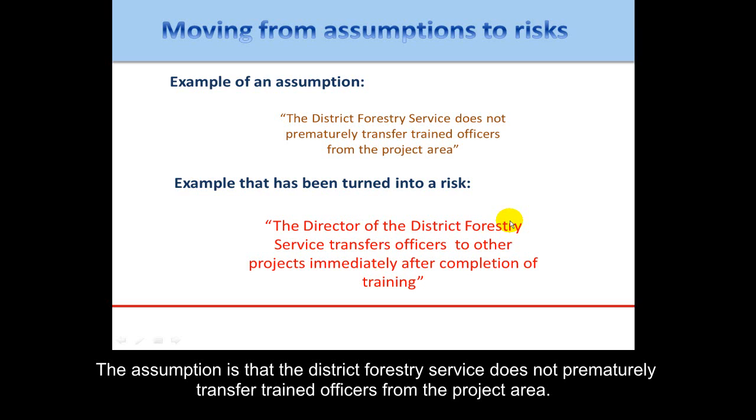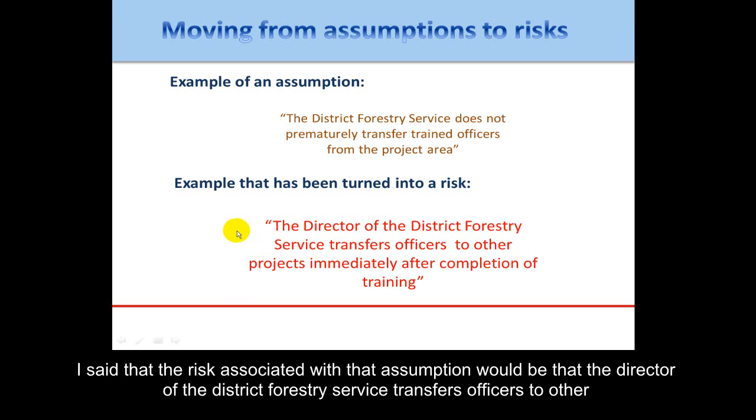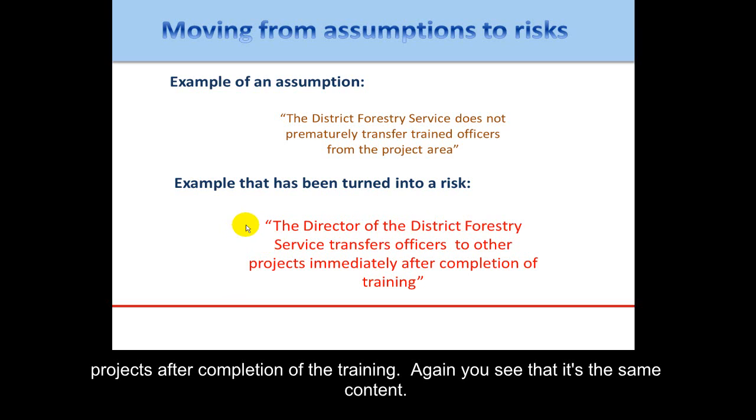All right, you should have come up with something that looks similar to what I have on the screen right now. I said that the risk associated with that assumption would be the director of the District Forestry Service transfers officers to other projects immediately after completion of the training.